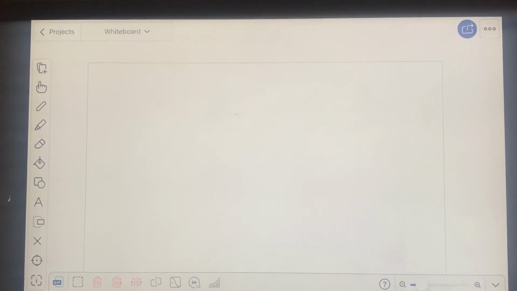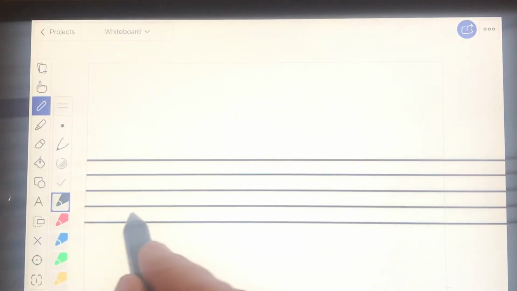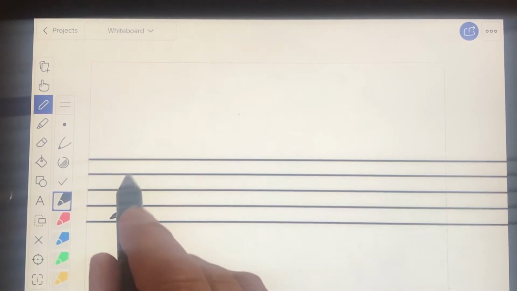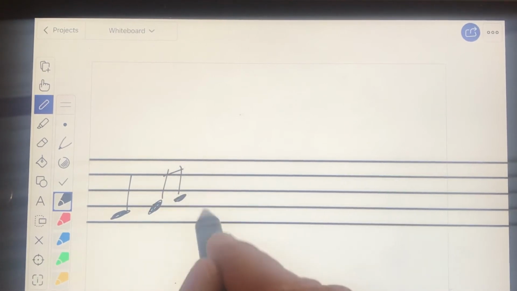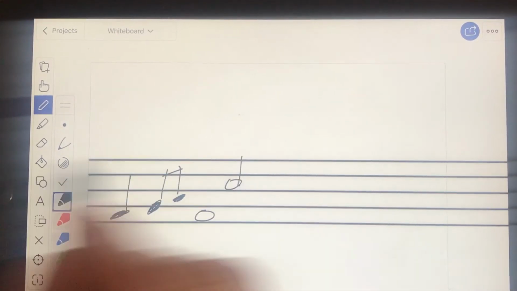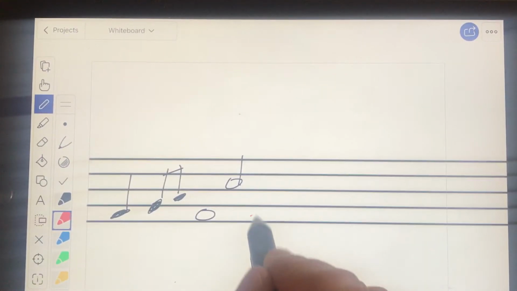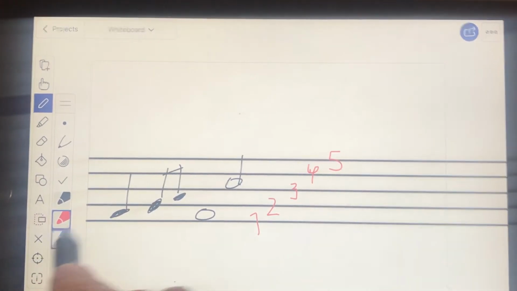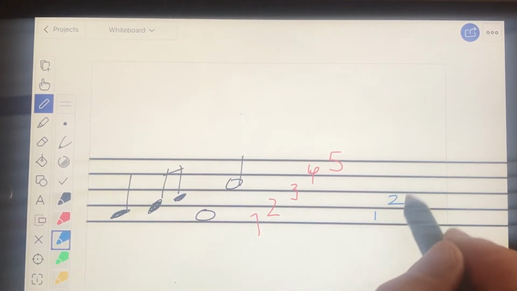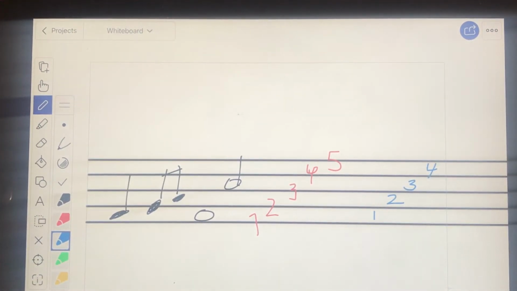Music is written on a staff with notes. The staff is a set of five lines and four spaces. Lines and spaces both have letter names.